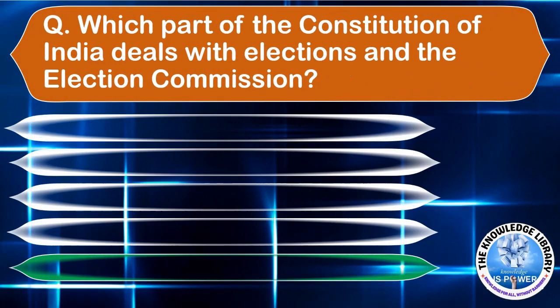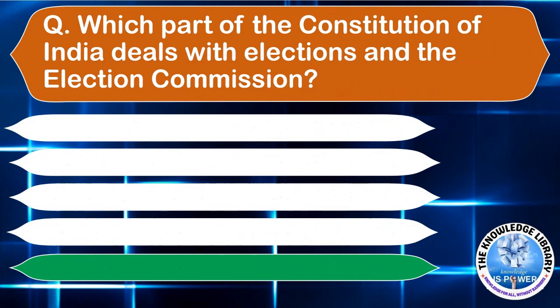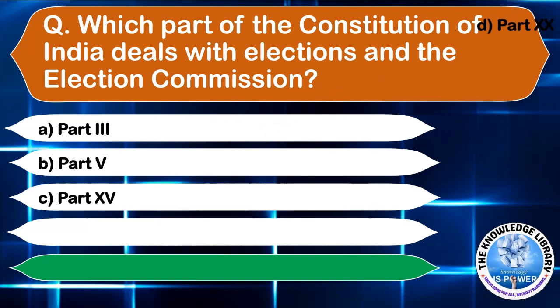Which part of the Constitution of India deals with elections and the Election Commission? Option A, Part 3. Option B, Part 5. Option C, Part 15. Or option D, Part 20. The correct answer is option C, Part 15. Moving to the next question.